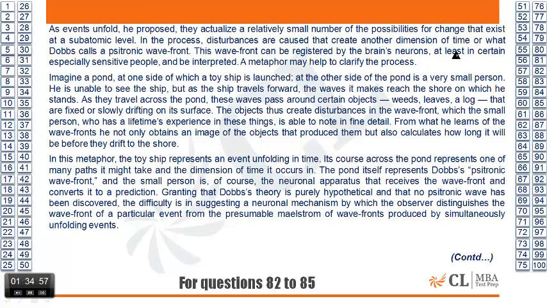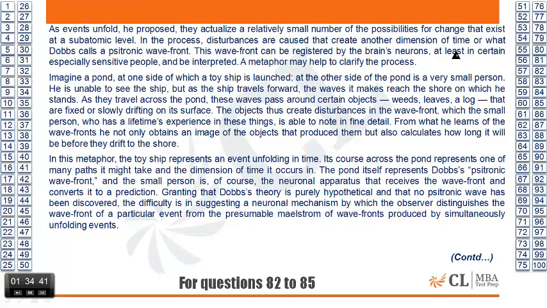In this metaphor, the toy ship represents an event unfolding in time. Its course across the pond represents one of the many paths it might take in the dimension of time in which it occurs. The pond itself represents Dobbs' cytonic wavefront, and the small person is of course the neuronal apparatus that receives the wavefront and converts it to prediction.